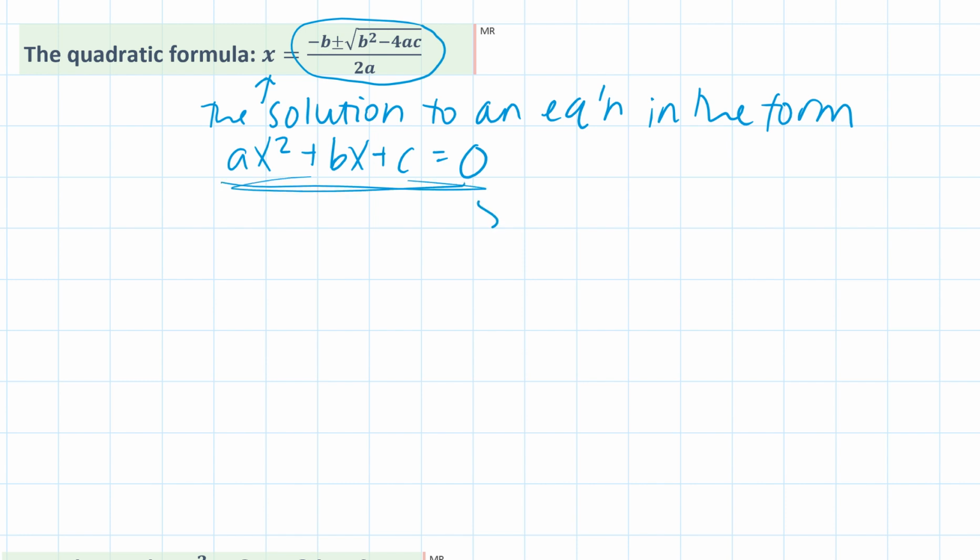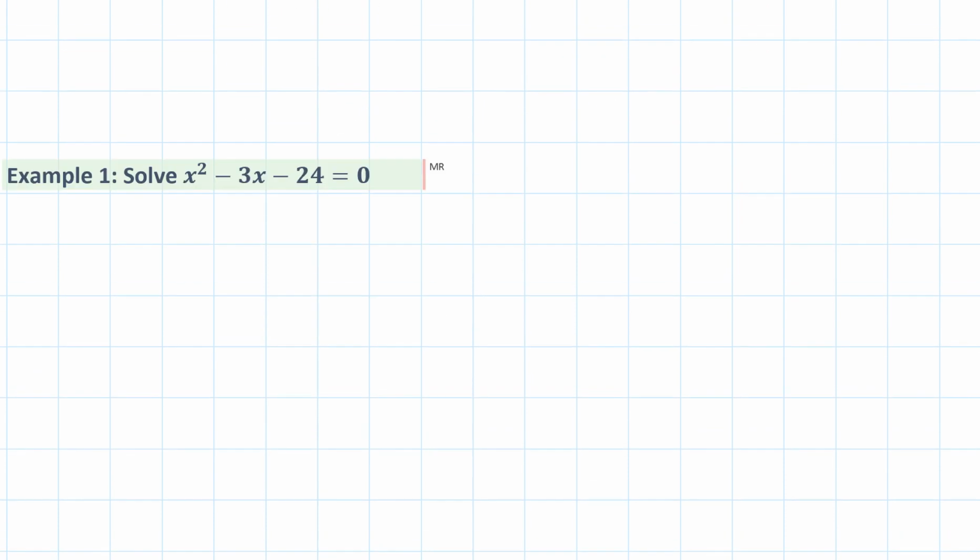This is called the standard form of a quadratic equation. Standard form meaning it's not factored. It looks like the sum of three terms, ax squared plus bx plus c equals 0. Let's put this into action.